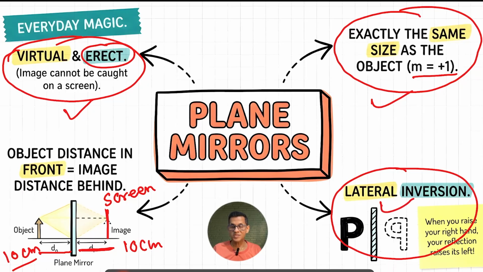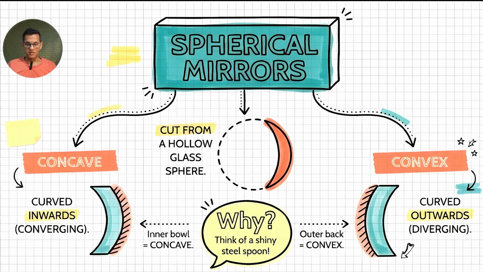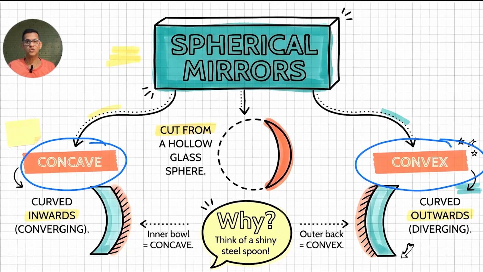It always forms laterally inverted images, and it forms the image at the same distance from the mirror as that of the object. So these are the 4 different characteristics of the image formed by the plane mirror. The next part we are going to see is spherical mirrors. Now, there are two types of spherical mirrors we are going to learn here. One is the concave mirror, and the other one is the convex mirror.